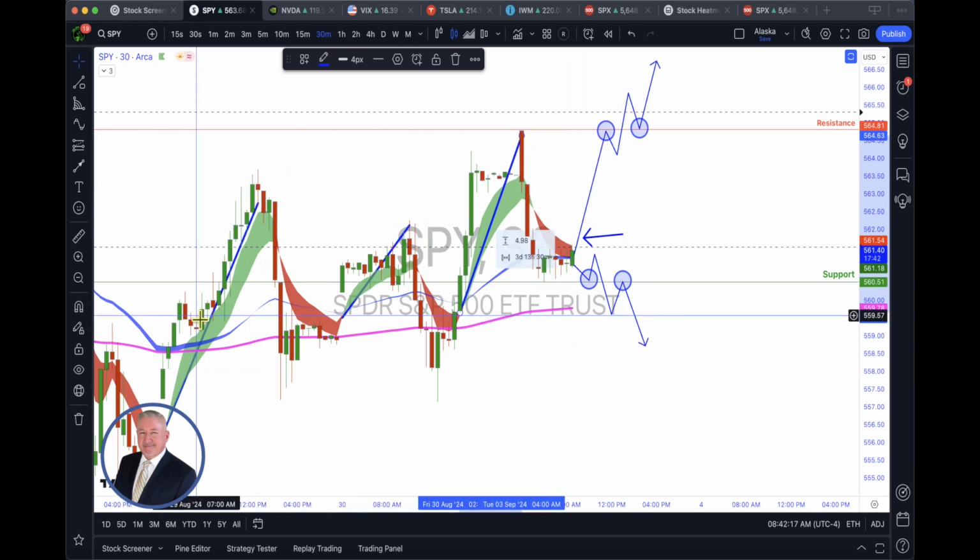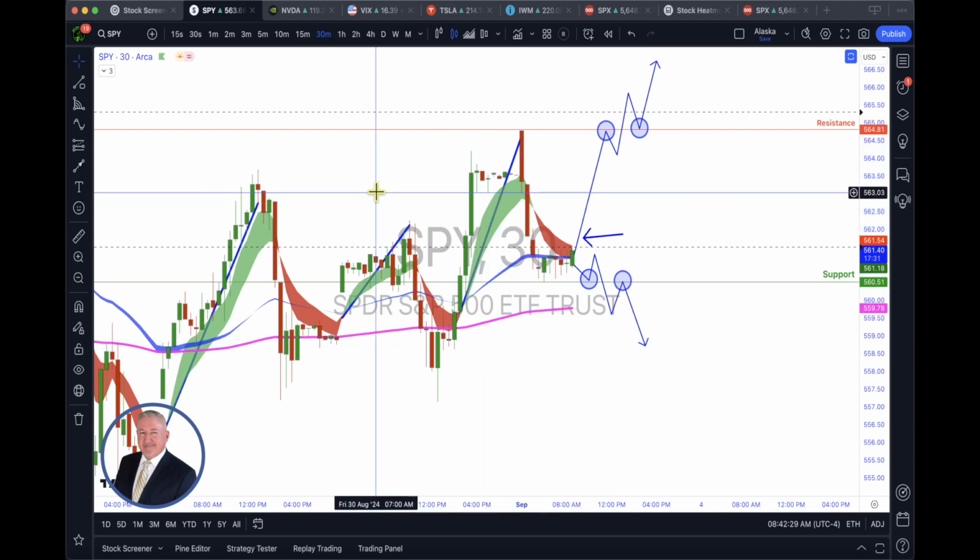This is what advanced traders do, and this is a simple preparation that takes less than 10 minutes, guys. It's super easy, saves you a lot of headaches, and you don't have to be guessing when the market opens.